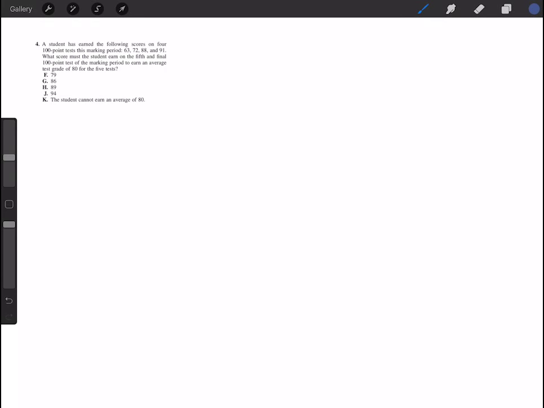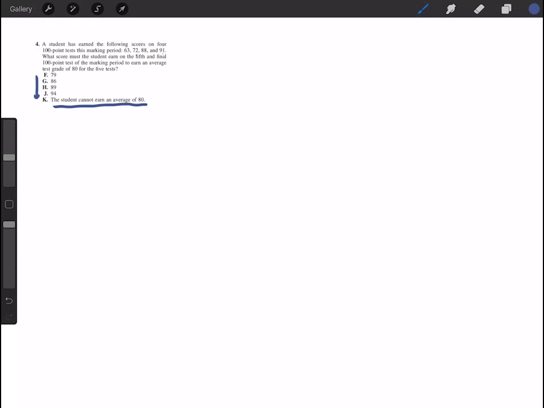Let's go over this fourth problem. The student has earned the following scores on 4 100-point tests this marking period: 63, 72, 88, and 91. What score must the student earn on the fifth and final 100-point test of the marking period to earn an average test grade of 80 for the 5 tests? And then you have some choices here. The last one says the student cannot earn an average of 80, which could be valid. We just need to do the math and see if that's really the correct choice.